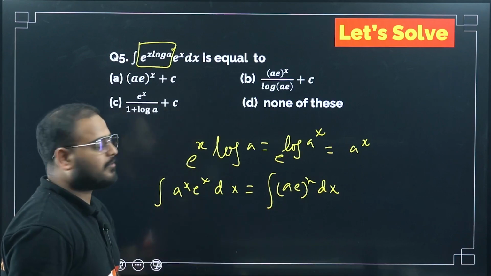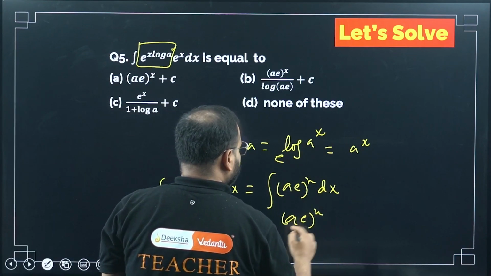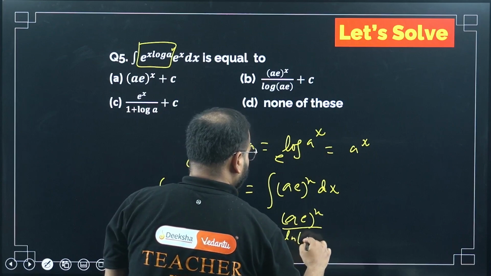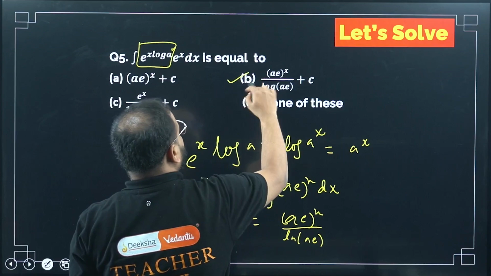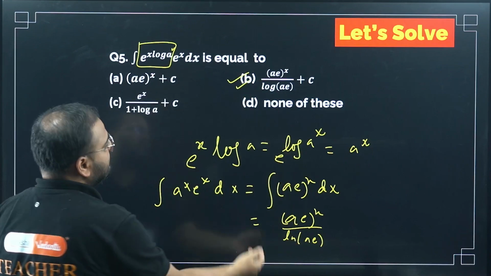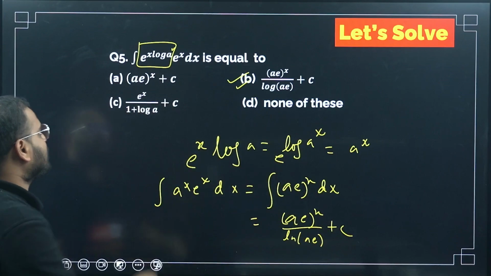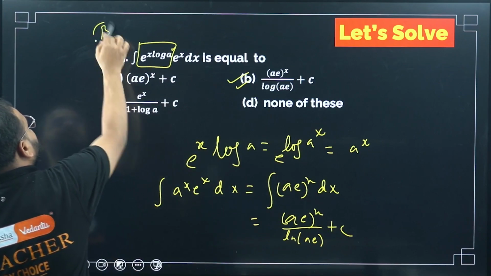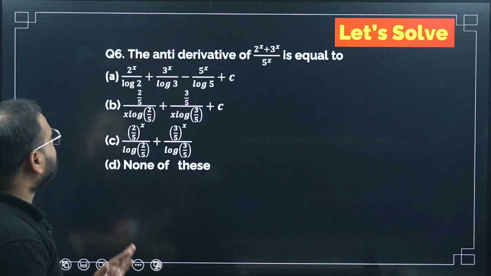What's the integration of the exponential function? Very simple, it will remain as it is with ln of a in the denominator, or log of a in the denominator. I write it as log or ln, same thing. Plus c will come. Option number B is the correct answer. Moving on. Okay, let's move ahead.